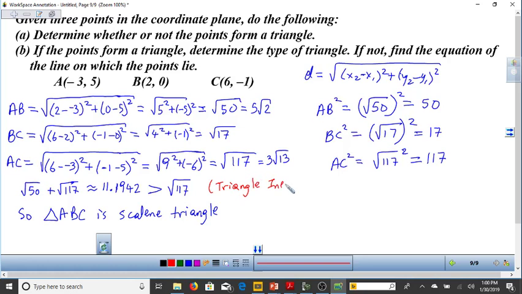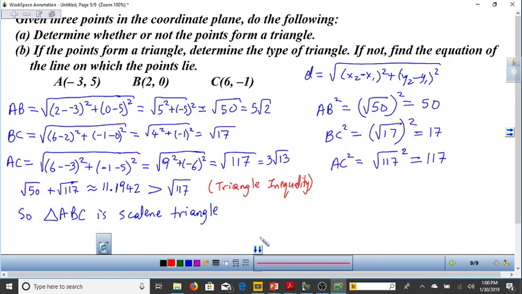What I should have said was, since the two shorter side lengths do not add up to be the same as the longest leg, then this is not a straight line, it's a triangle. And that's the triangle inequality. What we're testing over here now is whether we have an acute, obtuse, or right triangle.